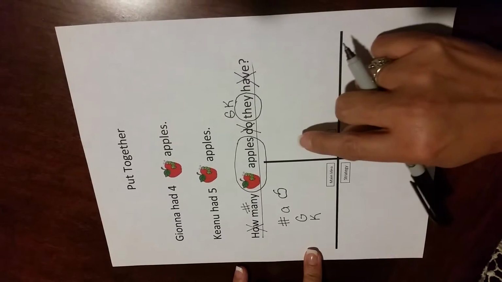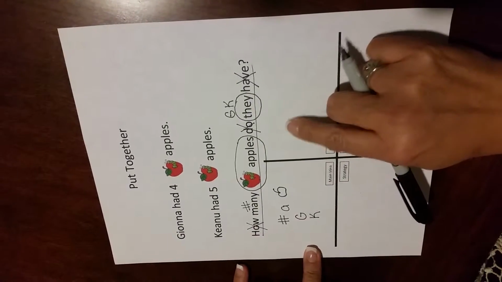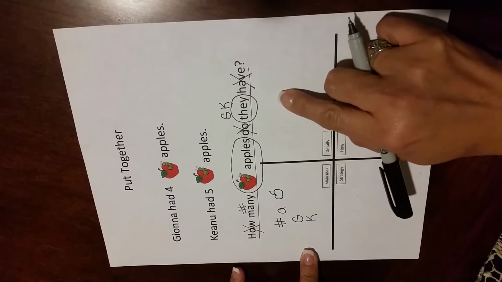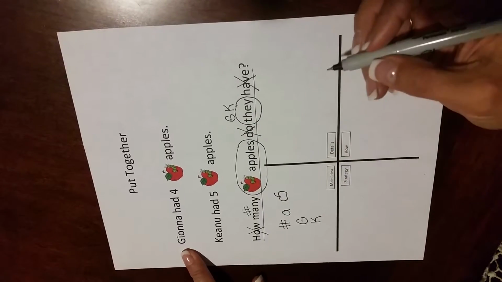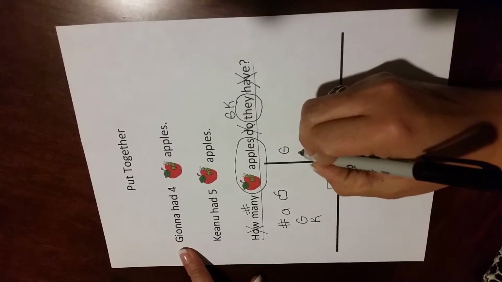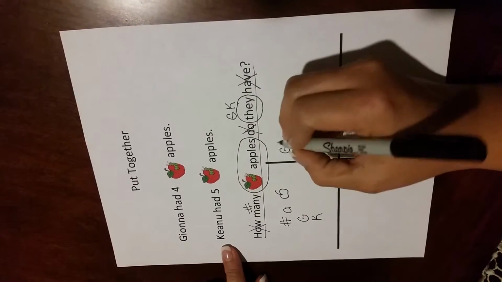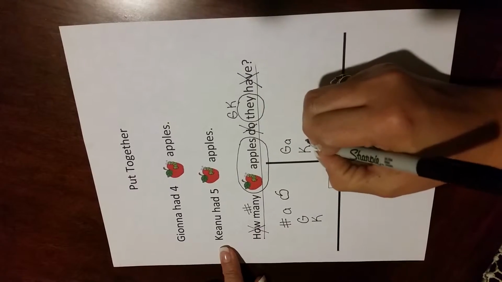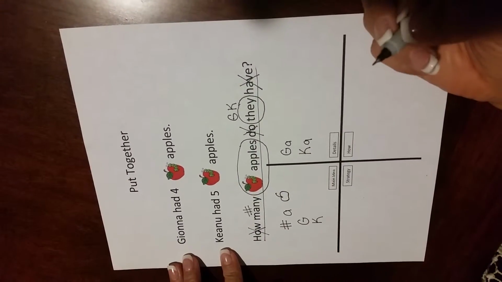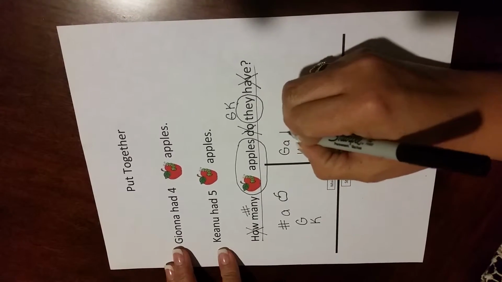In this box, we think of who the question is about, what is about, and how many. We call that the who, the what, the unit bar. So let's think about the question. Who is it about? It's about Gianna. It's also about Keanu. What is it about? Well, they both have apples. It's about apples. Then we ask, how many, or the unit bar, is it about? Well, Gianna has 4.